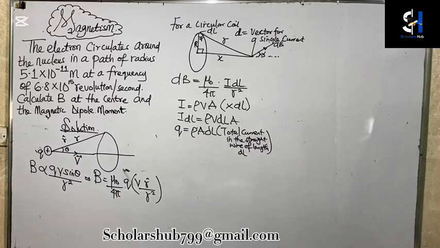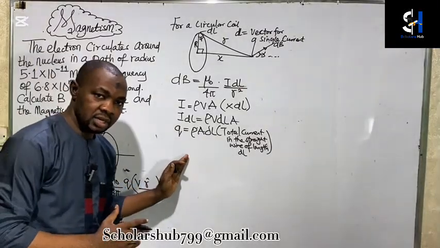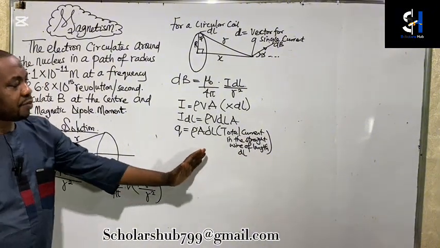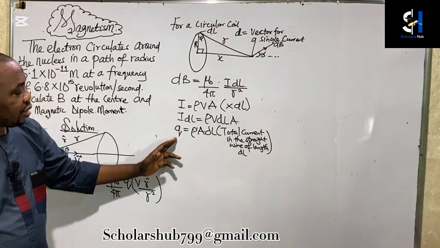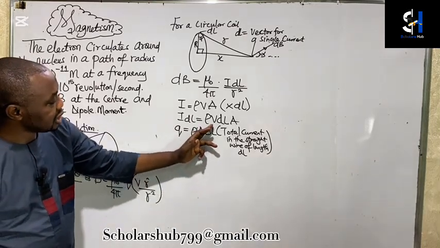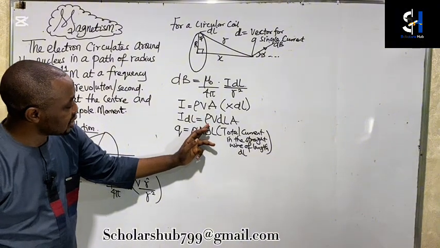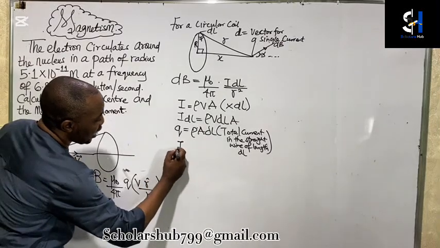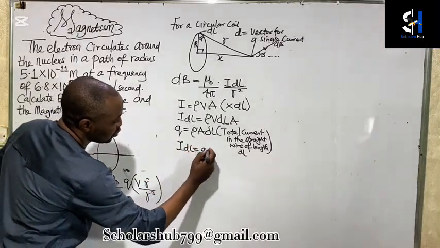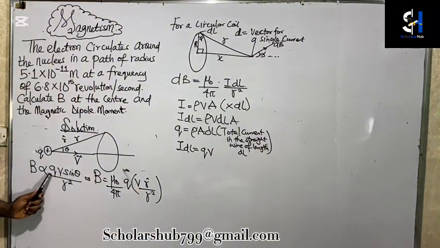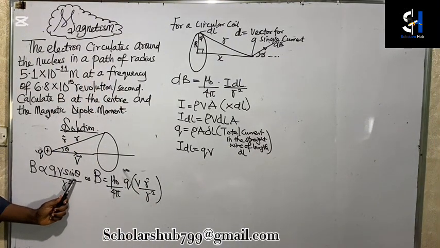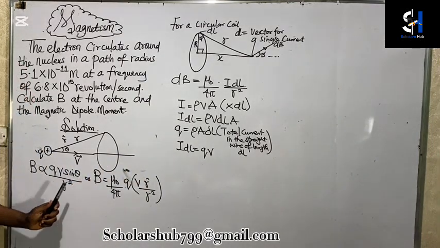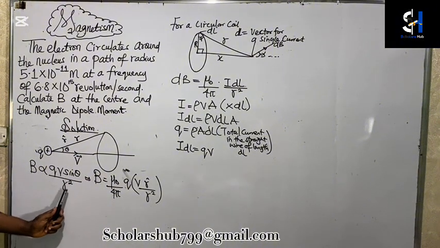This is very important. I already skipped some parts because the proof is not long anyway, but what is important here is we have q to be this. So when we represent A and dl with q, we then have Idl equals qv. Can you see? We have qv sine theta over r squared.